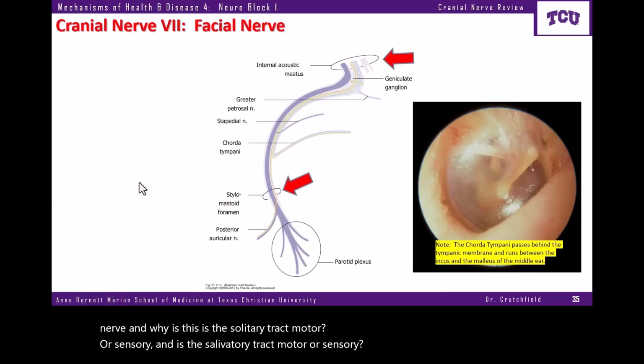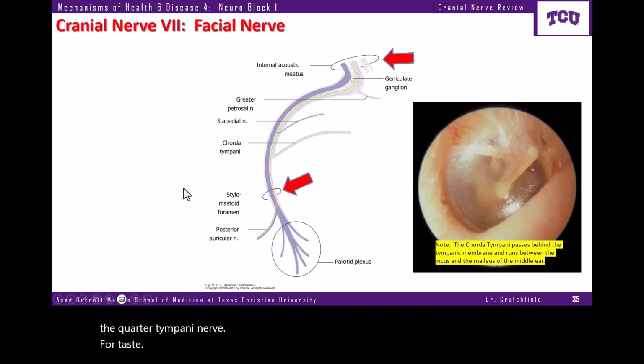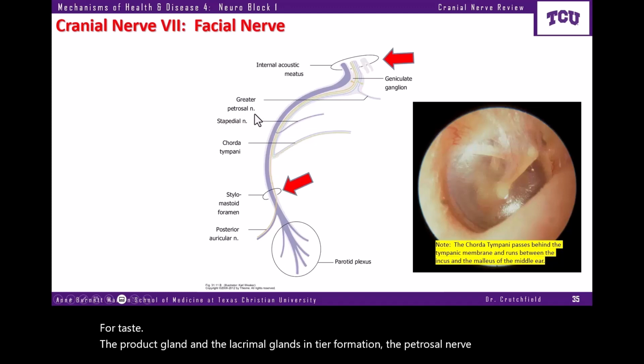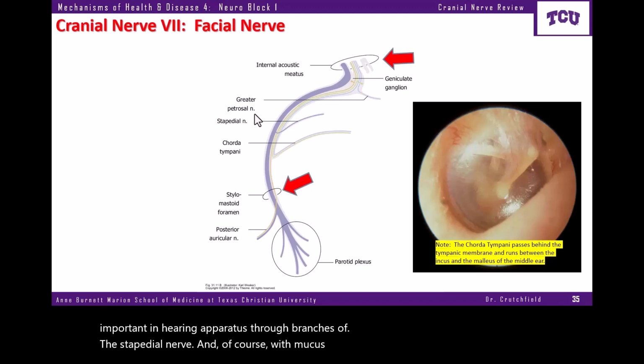So the facial nerve, or its fibers, serves to innervate the lateral aspect of the tongue through the chorda tympani nerve for taste, the parotid gland, and the lacrimal glands in tear formation. The petrosal nerve is also important in the hearing apparatus through branches of the stapedial nerve, and of course with mucus formation. Remember, the salivatory nucleus spits and cries.